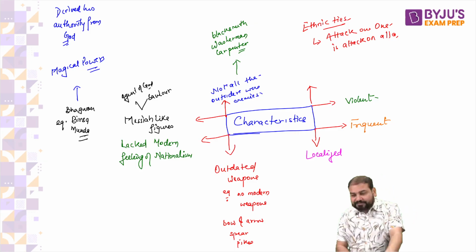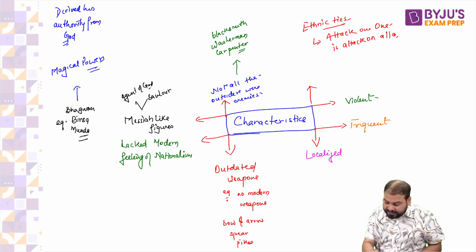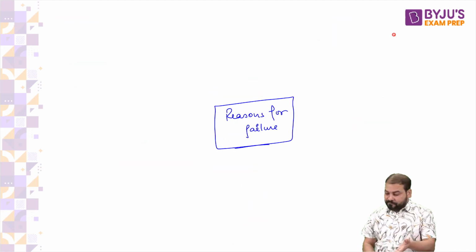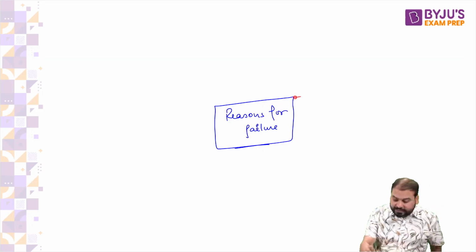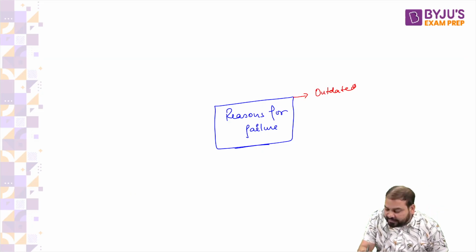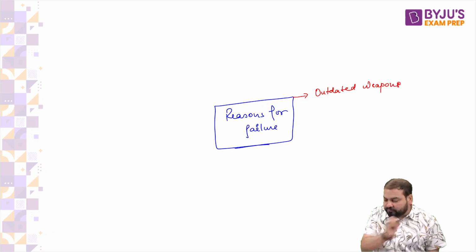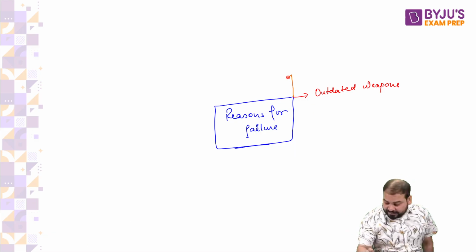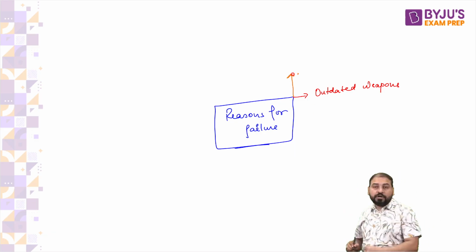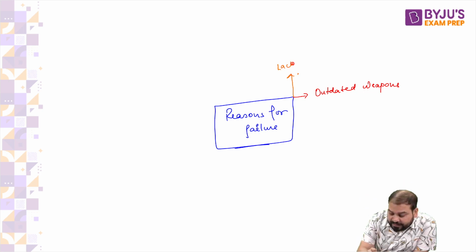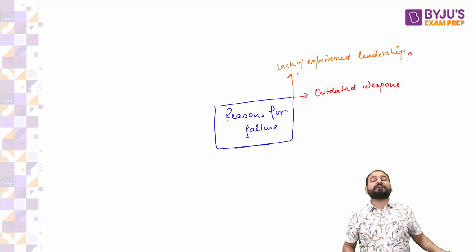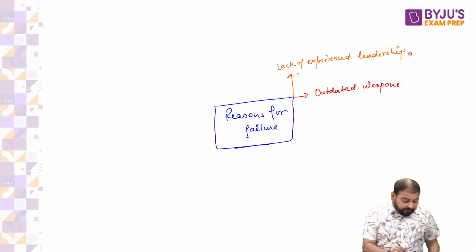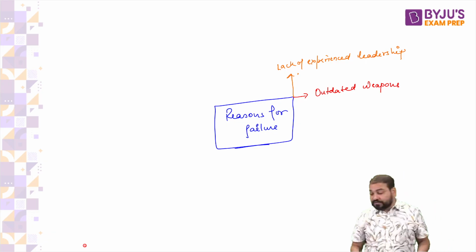So if these characteristics are clear, you all can understand the reasons for failure. You all tell me, guys, will I be correct to say that the fact that they had outdated weapons was one reason for failure? Will I be correct to say that the lack of experienced leadership is another reason for the failure? Britishers have very, very experienced fighters. They do not have.